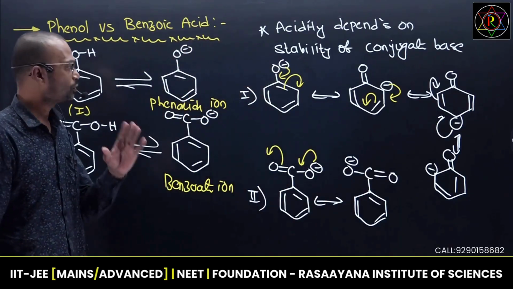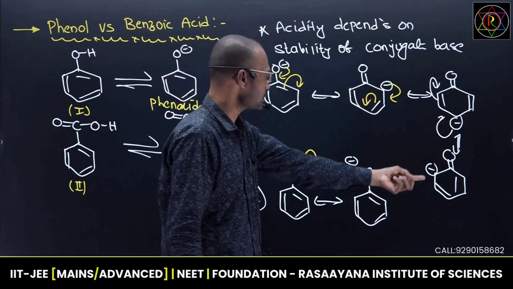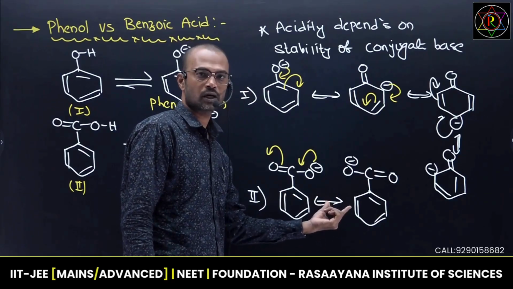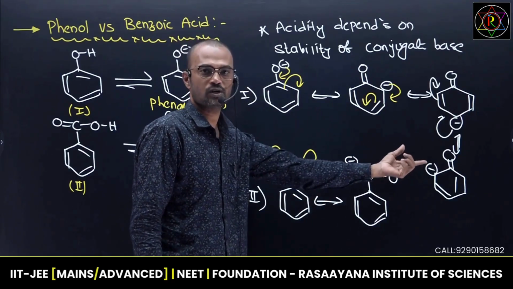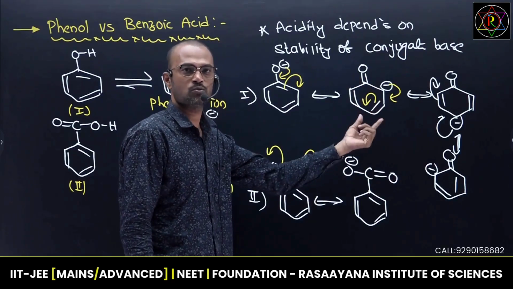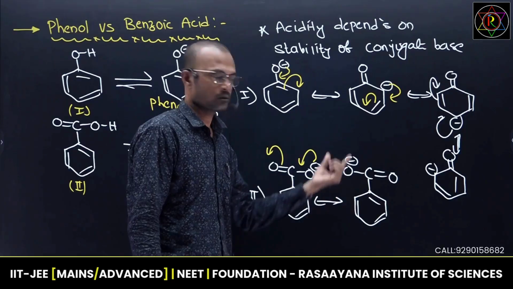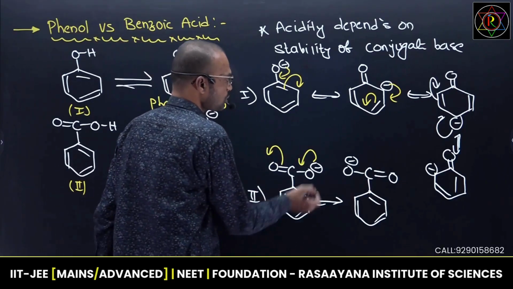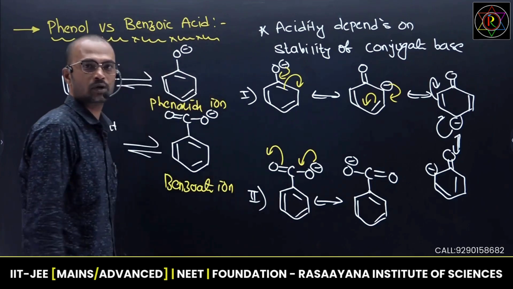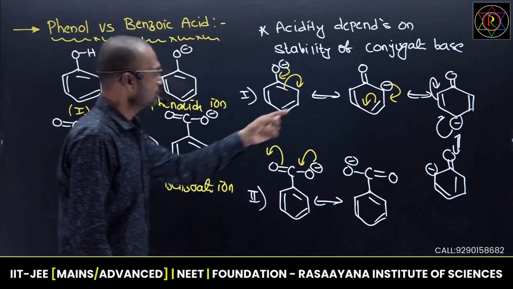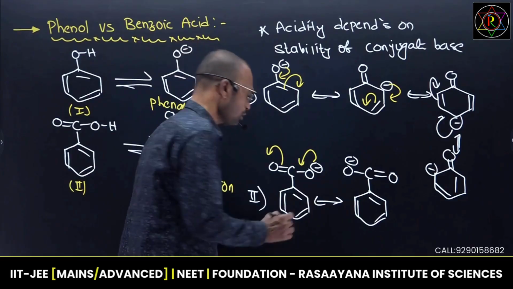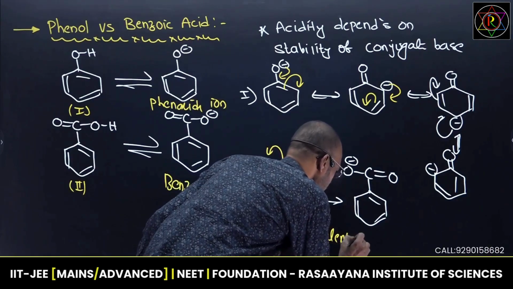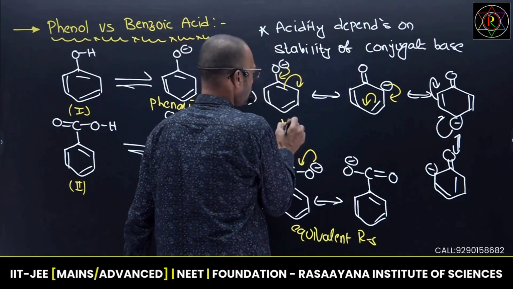So generally we know that as the number of resonating structures increases, stability increases. But here in benzoate ion only two resonating structures we are getting, but here we are getting more number of resonating structures. So generally phenoxide is more stable as compared to benzoate ion based on this statement. But actually benzoate ion is more stable as compared to phenoxide. That is the actual reason. The reason for this stability is equivalent resonating structures. See, this is equivalent resonating structures and this is called non-equivalent resonating structures.